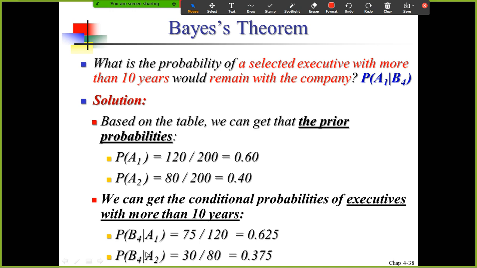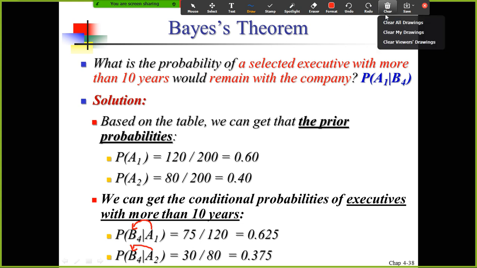Among the executives who say no, not remain with the company, who move to a new company, this is the percentage or probability that they have more than 10 years. So this is what we call conditional probability. You can see A has influence on B, because A always comes first based on the English alphabet order: A, B, C, D, something like this, right? That's why A always comes first. So this is what we call conditional probability.